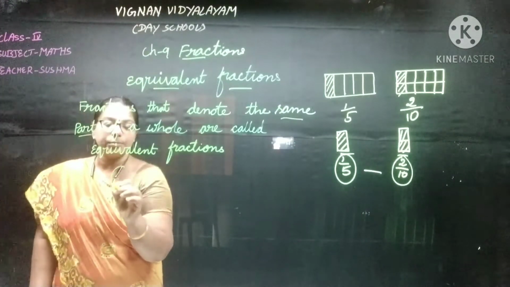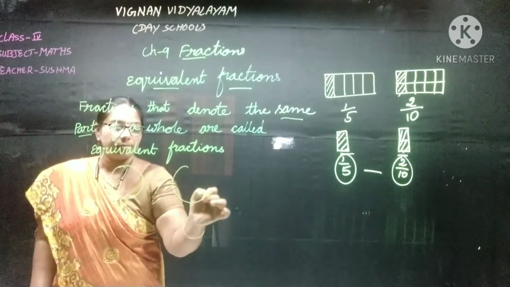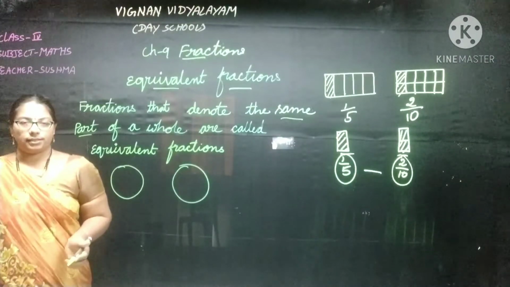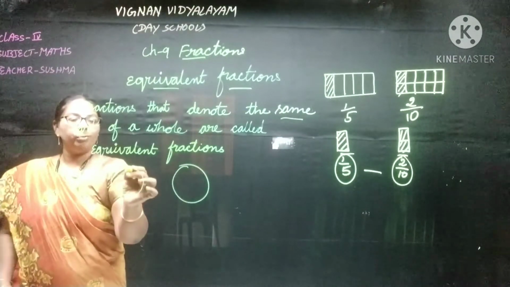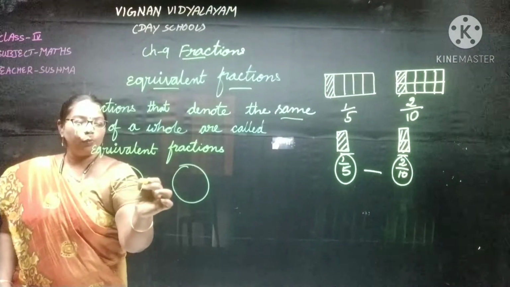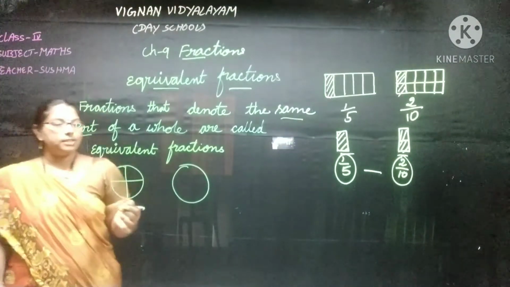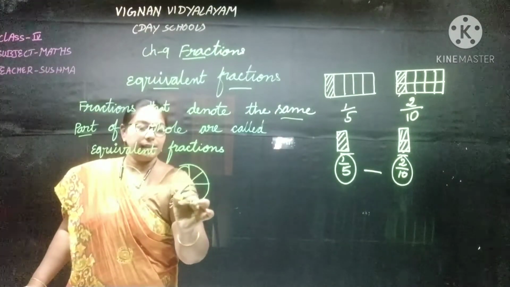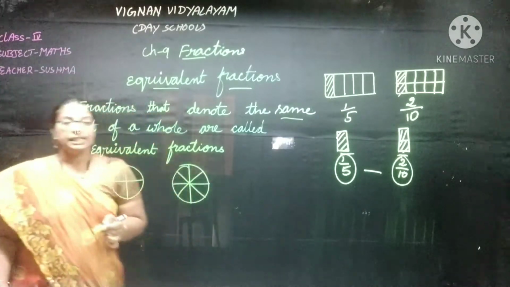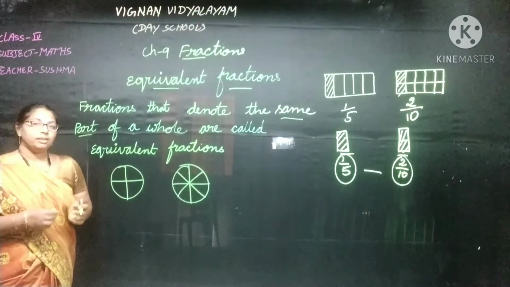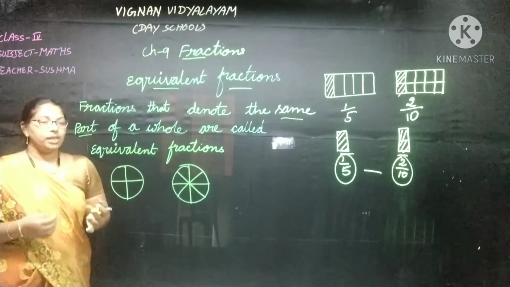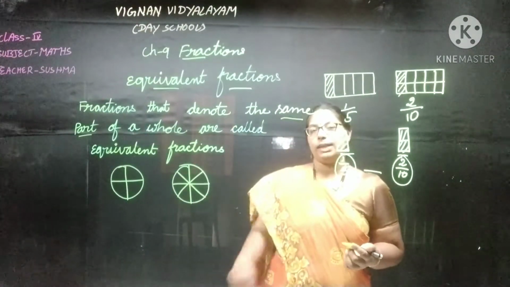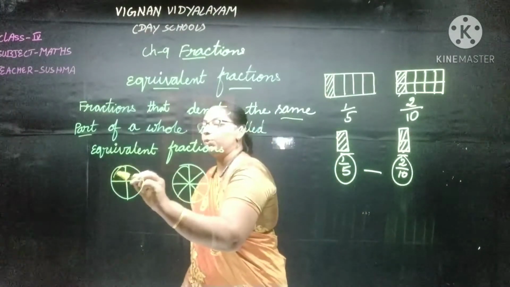Let us take one more example. See children, here 2 pizzas were there. This pizza is for you and this pizza is for your sister. What did you do? You made the pizza into 4 pieces. But your sister, what did she do? Your mother prepared pizzas of the same size, and she made the pizza into 8 pieces. You made the pizza into 4 pieces and your sister made the same pizza into 8 pieces.